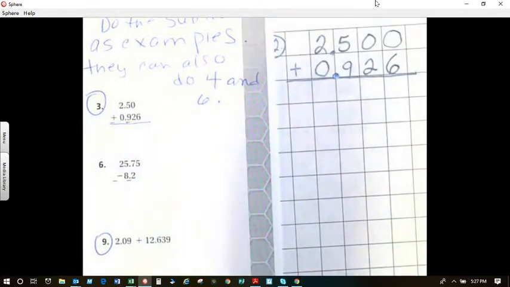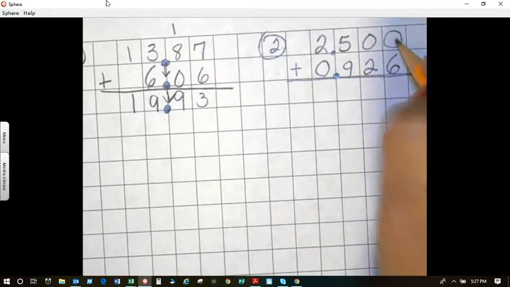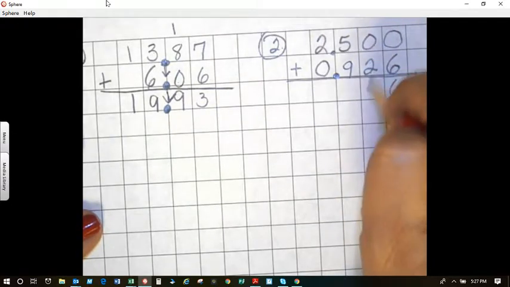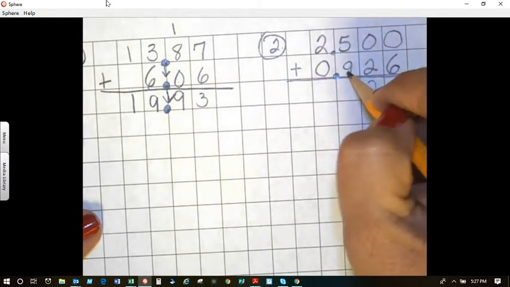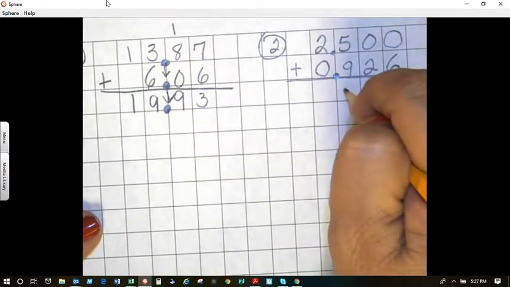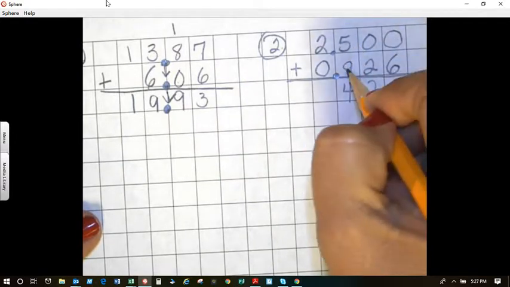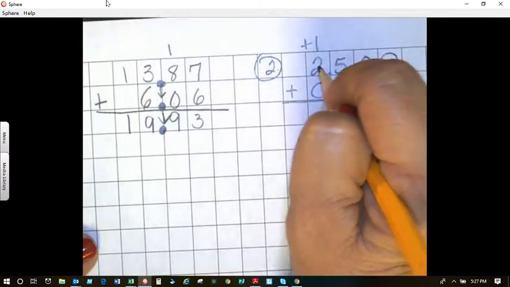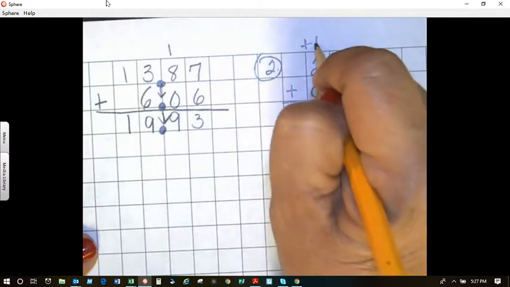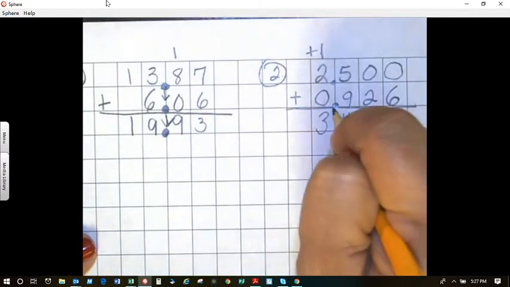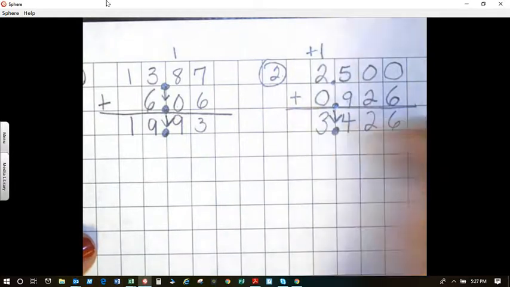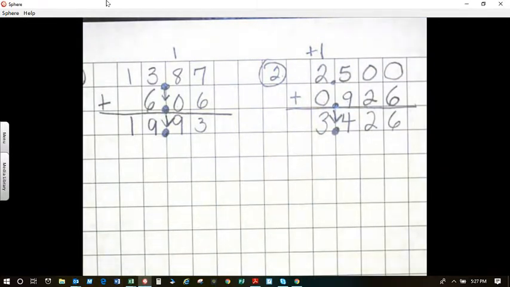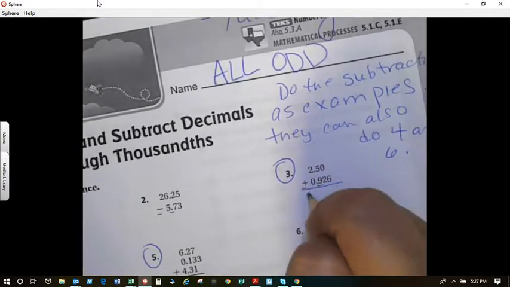So I can now add them. 0 plus 6 is 6. 0 plus 2 is 2. 5 plus 9 is, what is that? 14. Because I'll take 1 out of that. That's 10 and 4 left. Regroup. Carry my 1. 2 plus 0 is 2. Plus 1 equals 3. And what I should have done, so I never forget, is to bring down my decimal before adding. And so my answer here is then going to be 3 and 426,000ths. And that's going to go into my answer here.